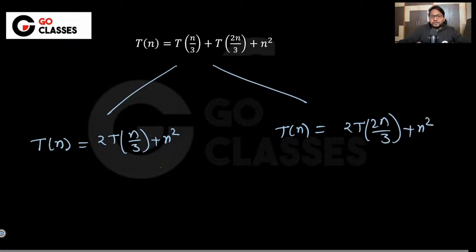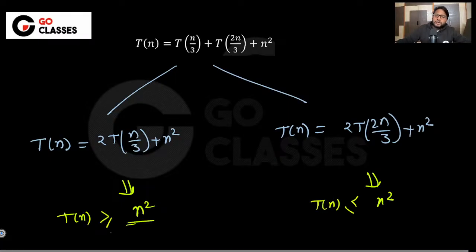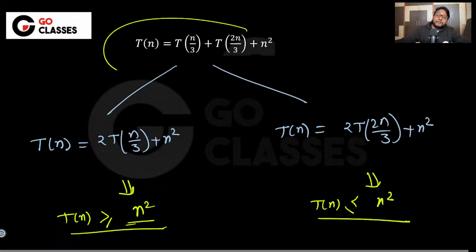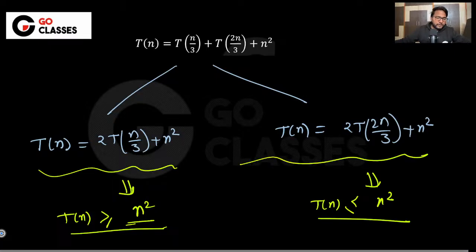If you know the Master's method, you can definitely solve. So you solve both of them, then you will be getting n square here. If Tn is greater than or equal to n square, and Tn is lesser than or equal to n square, then Tn is actually theta of n square only. So instead of using even the tree method, maybe you can do something like this, right? Understood?